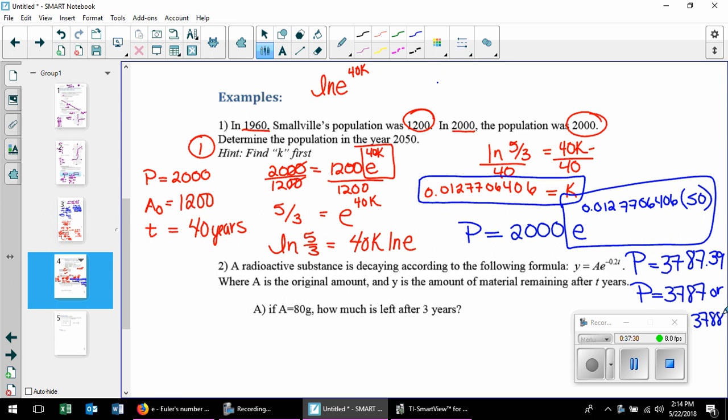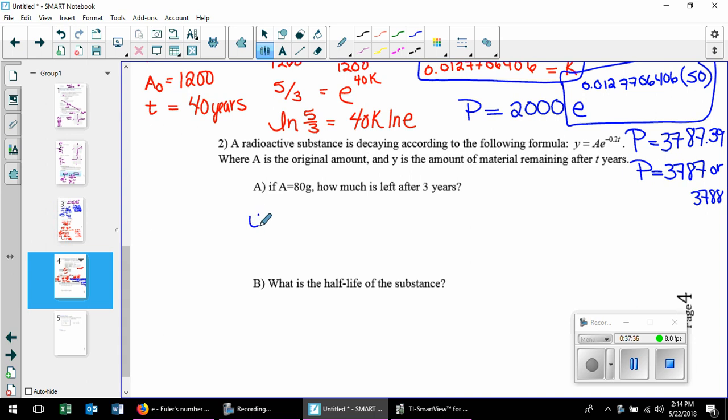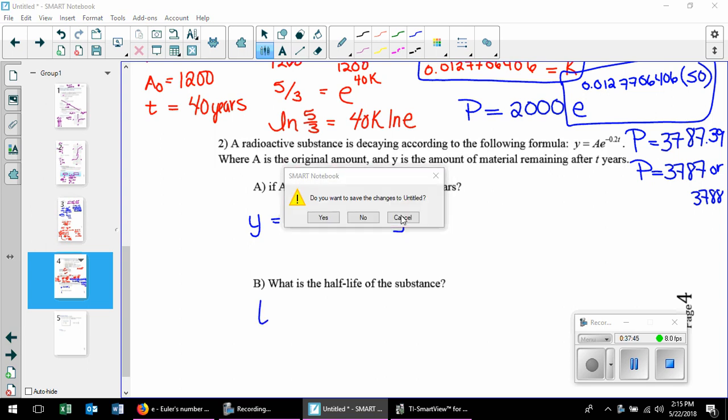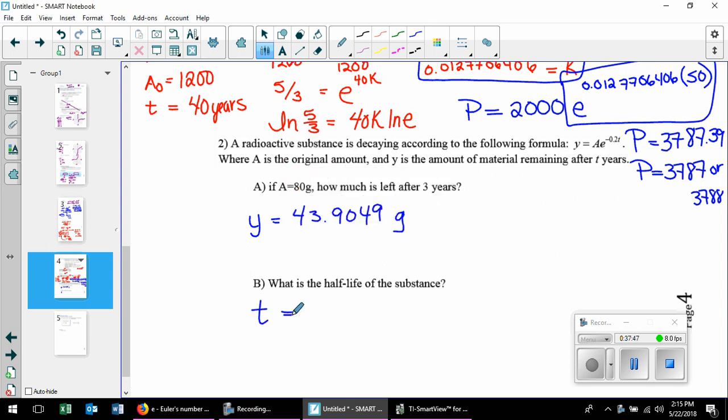Okay, we have 3 minutes left. I don't think I'm going to get through these, but I will tell you the answers. How about that? So, y is equal to 439049 grams. And then the half life of the substance, so the t is equal to 3.4657 years.